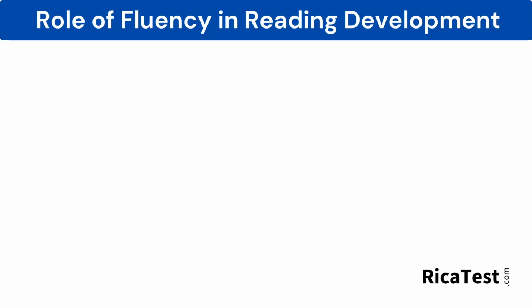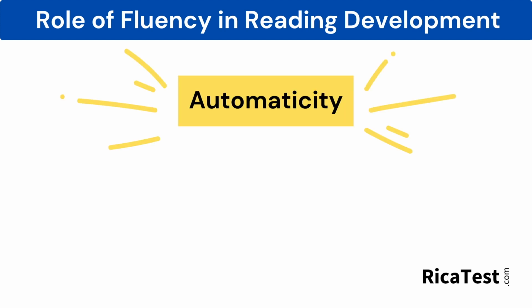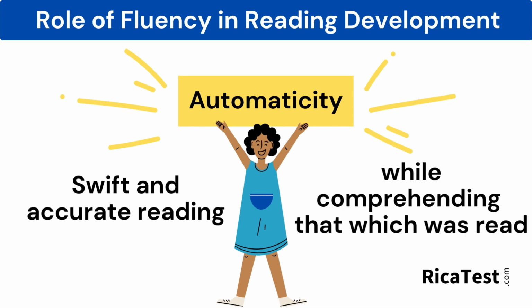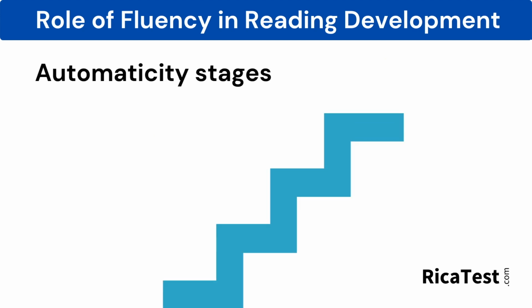In order to understand the role of fluency for students' reading development journey, we need to remember that the primary goal of reading for our students is to help them achieve automaticity. Now, this is the swift and accurate reading, but also while comprehending that which was read. For your RICA test, you'll want to know each step of the automaticity stage or the process to reach automaticity.